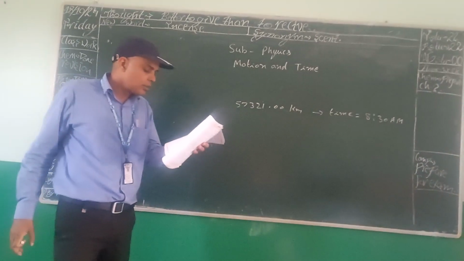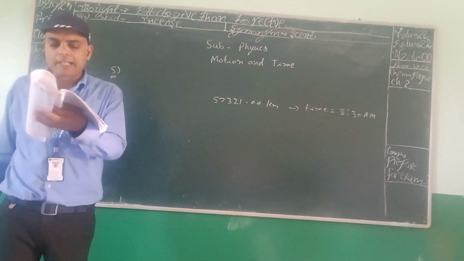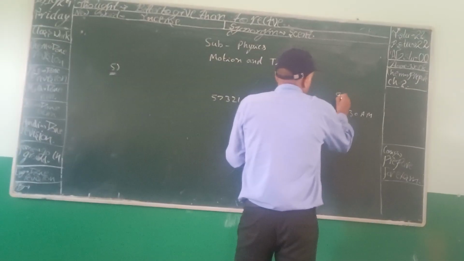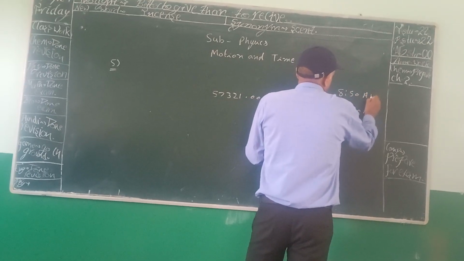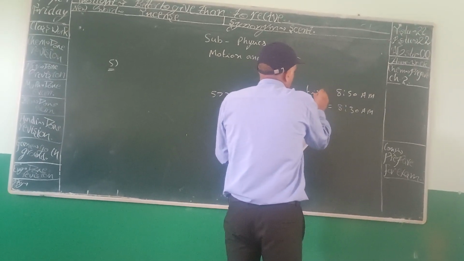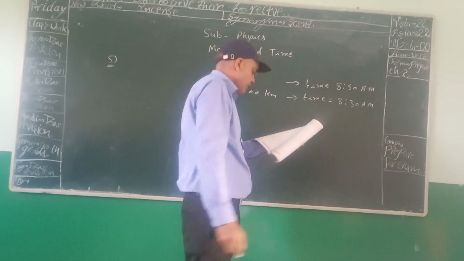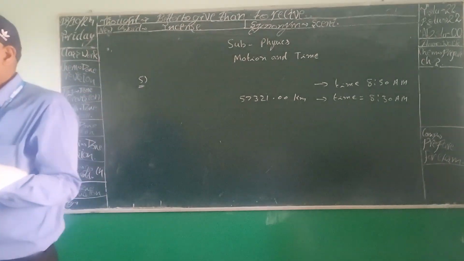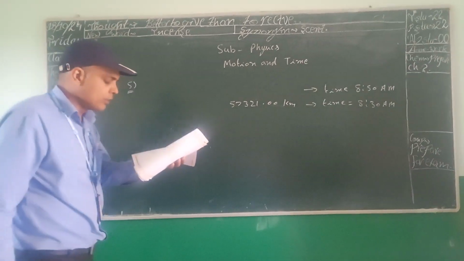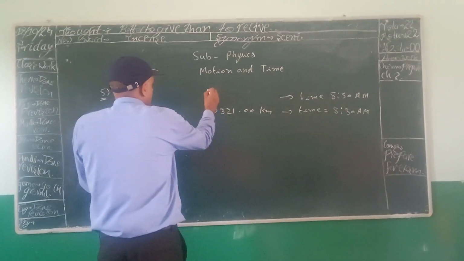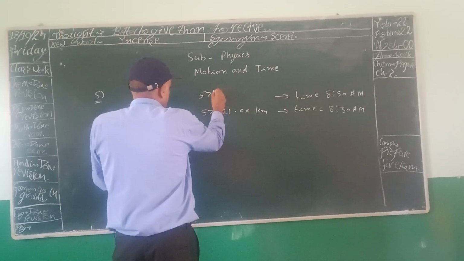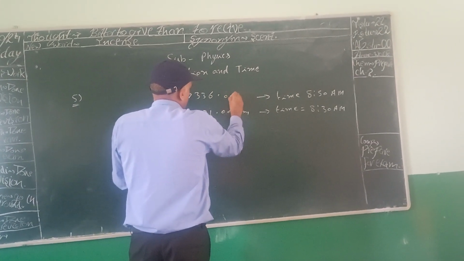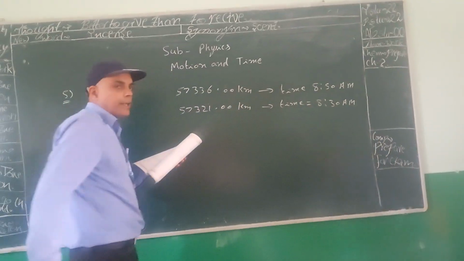After that, the car moves some distance and at 8:50 a.m., what is the reading of the odometer? At 8:50, the reading of the odometer is 57336.0. Clear?